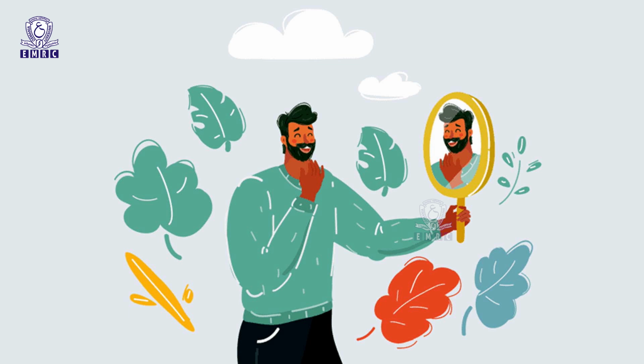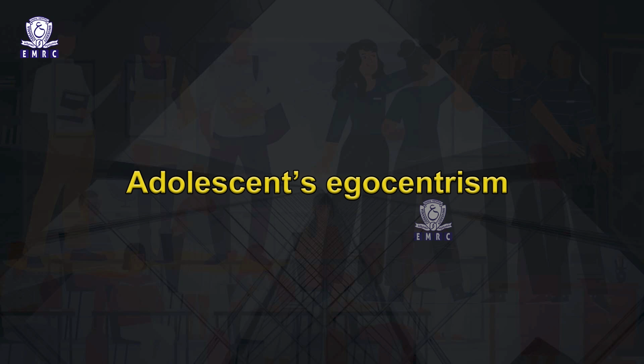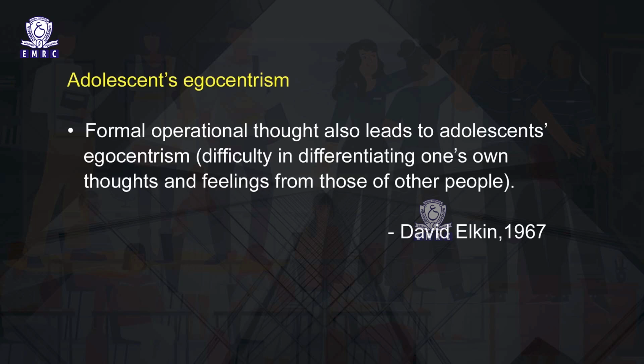Now let us understand in detail what adolescent egocentrism is. It was David Elkind in the year 1967 who proposed that formal operational thought also leads to adolescent egocentrism, that is, difficulty in differentiating one's own thoughts and feelings from those of other people. Adolescents reflect an enhanced ability to think about one's own thoughts. Therefore, he identified two types of adolescent egocentrism, two distorted images of the relation between self and others.